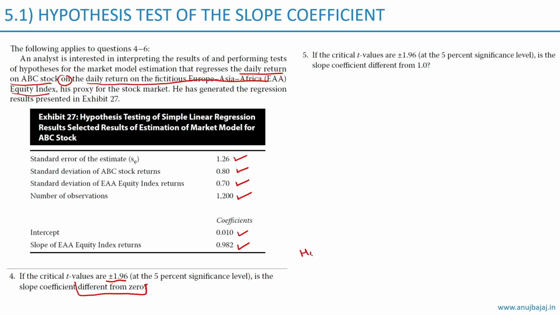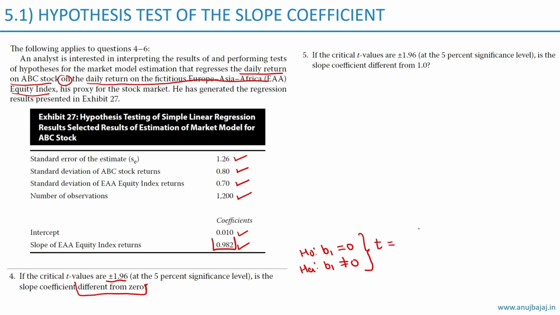So the null hypothesis here is the population slope coefficient equals 0, and the alternative hypothesis is population slope coefficient not equal to 0. This is the sample slope coefficient that we have calculated. Using this sample slope coefficient, we need to test whether our hypothesis is correct or incorrect. So let us find out the t-statistic.